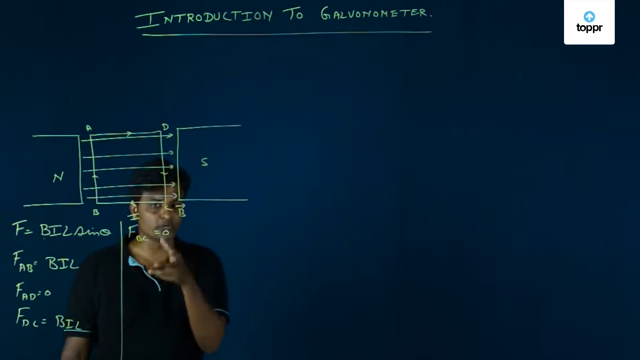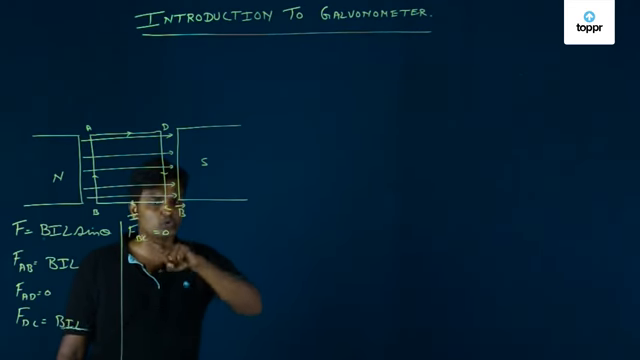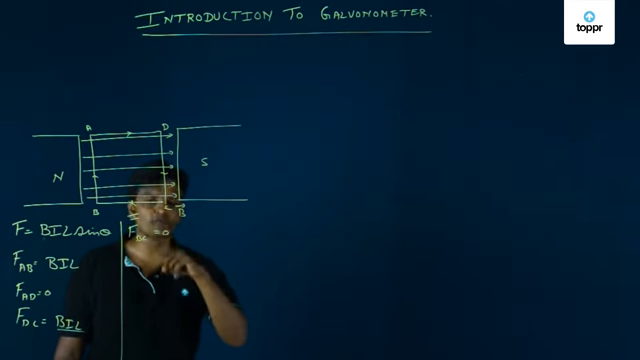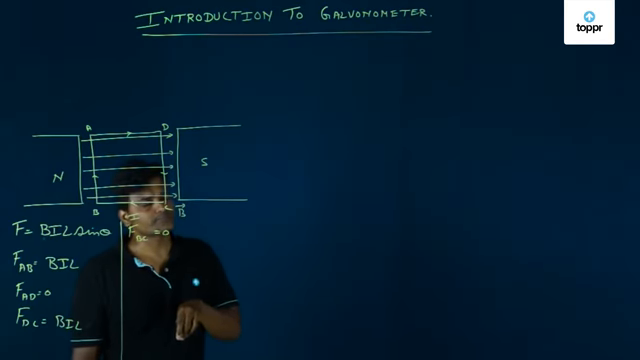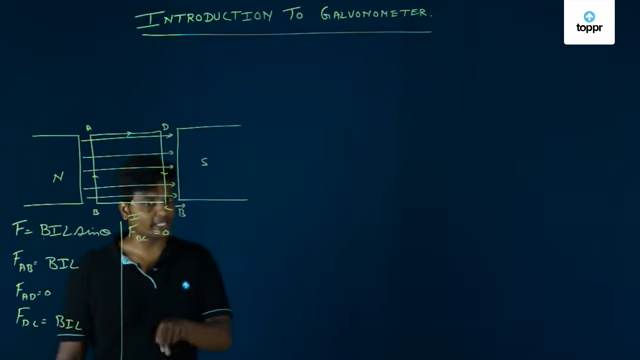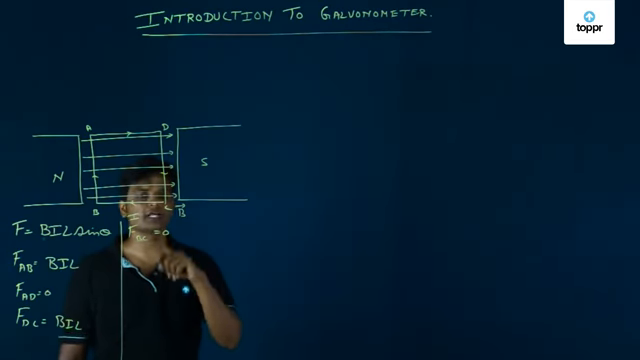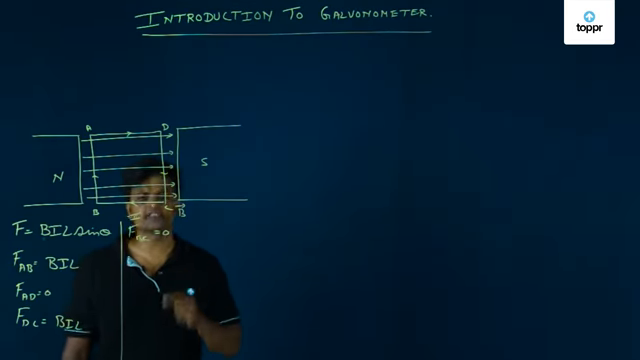Because the torque will be more, the rotation will be more. If the rotation is more, the needle will show more deflection. If current is less, then torque is less. If torque is less, then less rotation. If less rotation, less deflection of the needle. Right? We will understand this thoroughly.